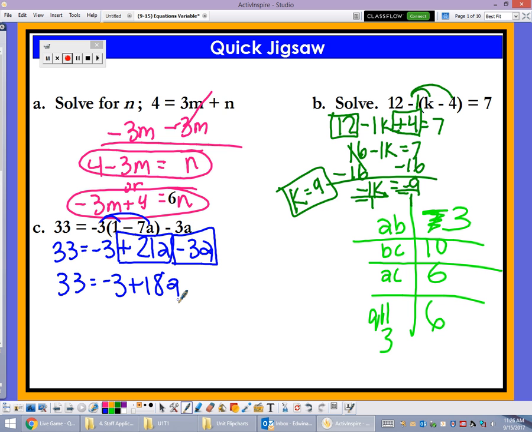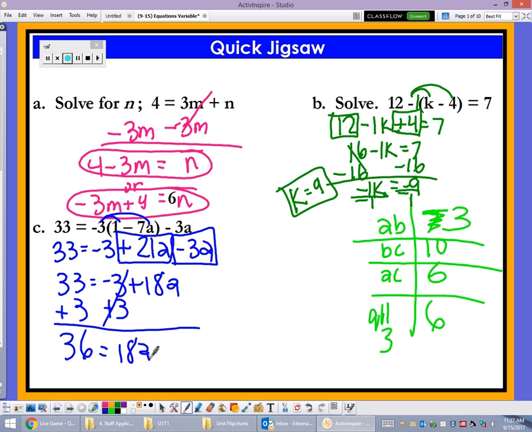All right. At this point, I need to get a by itself. What do I need to get rid of first? Jericho, what do I need to get rid of at this point? Say that again. What's my constant? All right, negative 3. So I'm going to add 3 to both sides. That's going to leave me with 39 is equal to, or I'm sorry, 36. My bad. 36 is equal to 18a.